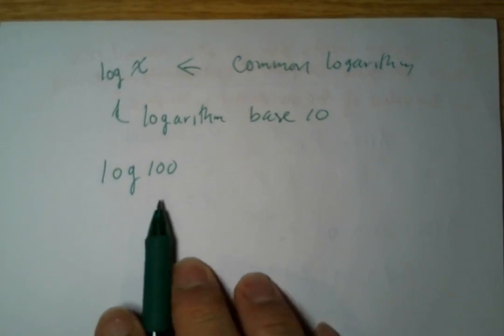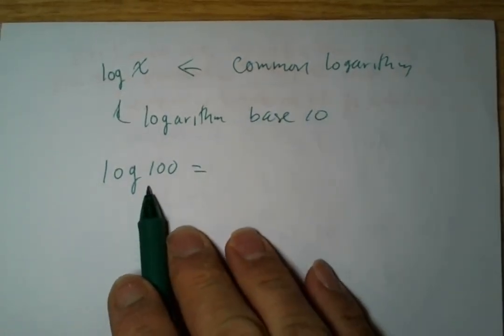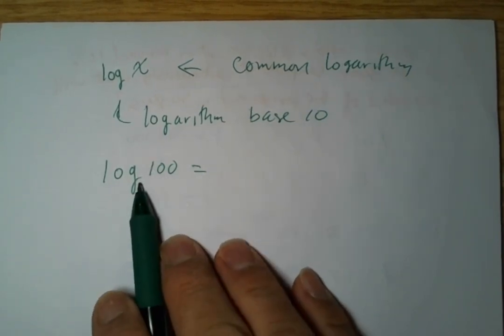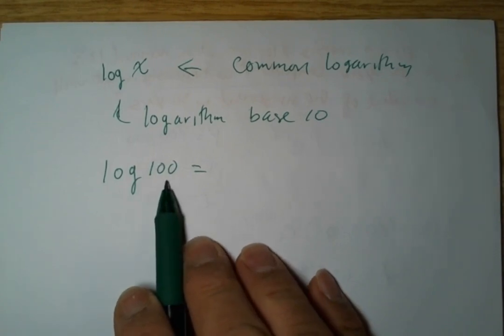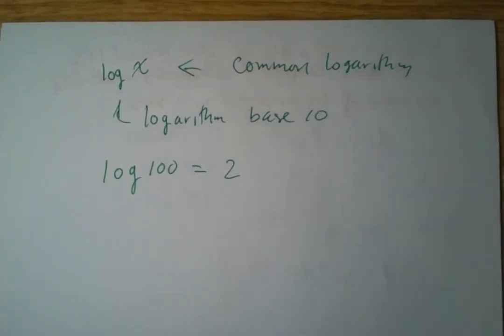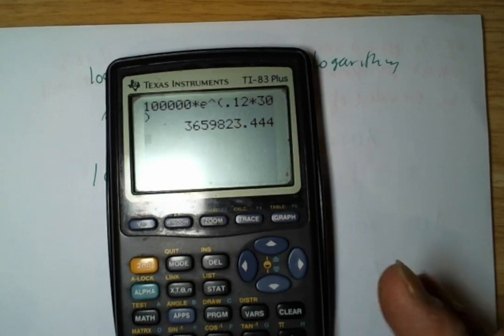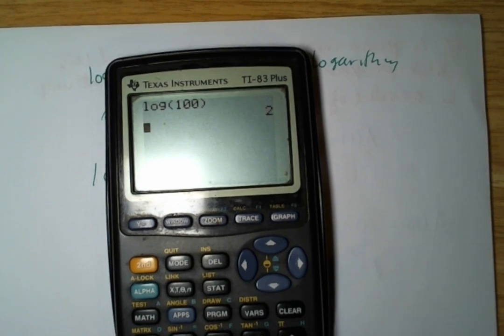Okay, so if you wanted to evaluate something like this, the way you do these, especially the ones that you can do without a calculator, it's base 10. What exponent do I need to raise 10 to get 100? That would be 2. So the solution to this would be 2. And we can confirm this on our calculator. We take log 100, and we get the solution 2.